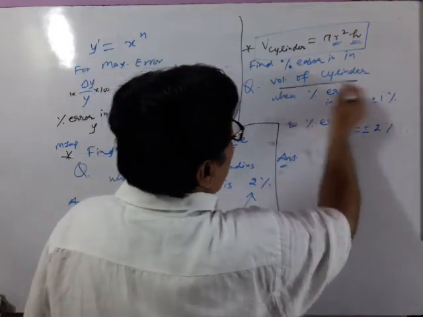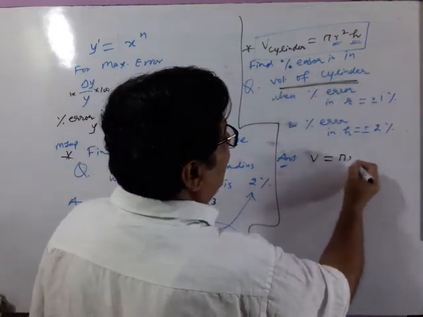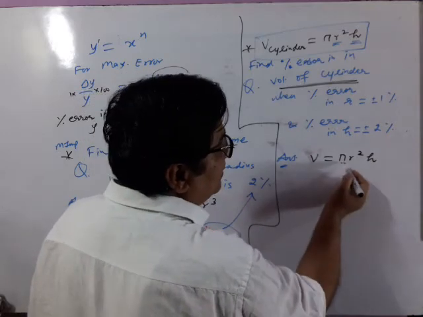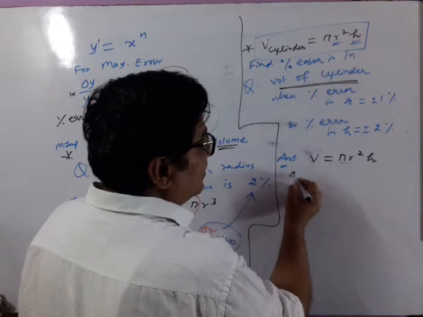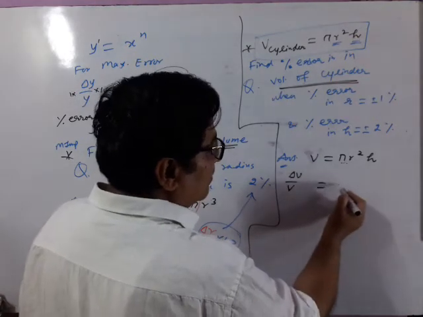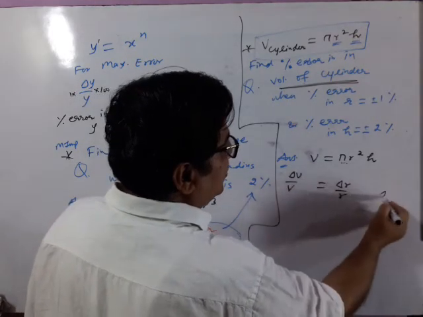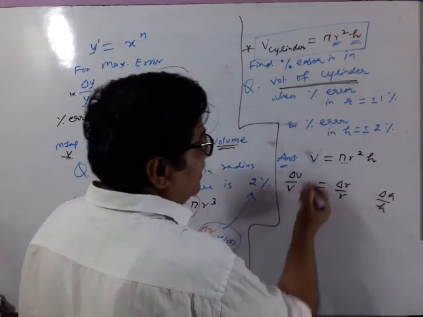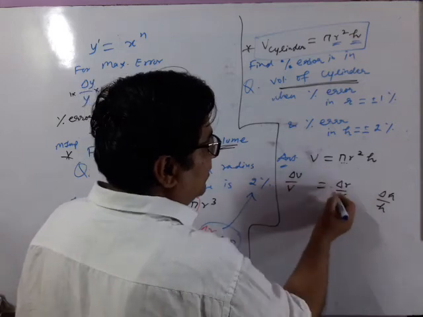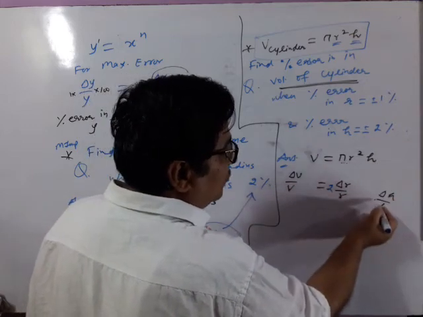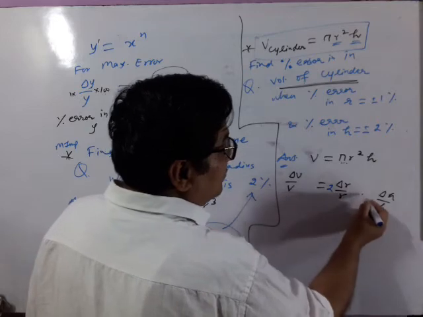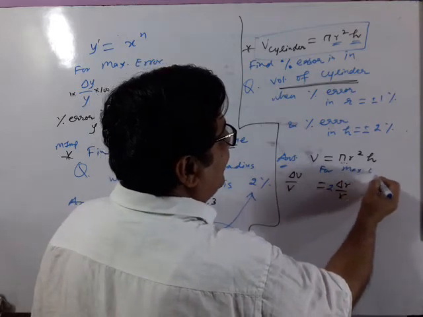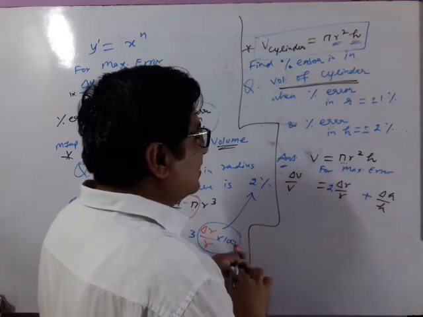So when he says volume of cylinder, you write V is pi r square h. Then ignore the constant; pi has no errors. Now V, delta V by V; R, delta R by R; H, delta H by H. You know, powers are multiplied: V raised to power 1 into 1, R raised to power 2 into 2, H raised to power 1 into 1. Now they are added up because we are finding maximum error in volume of the cylinder.